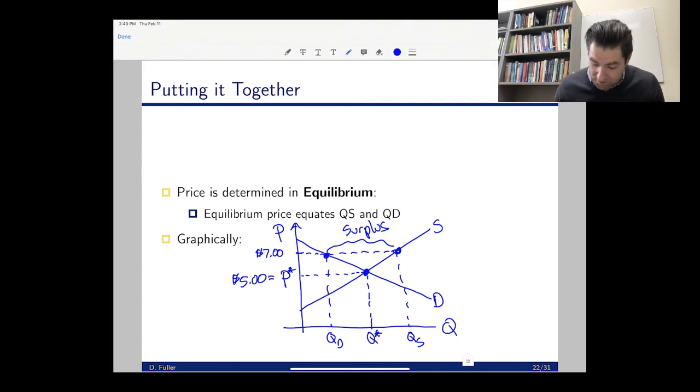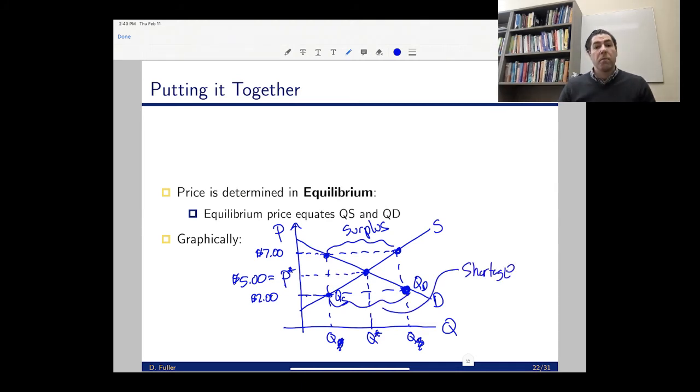Take those same things, and we can have a price that's too low. Say the price is $2. This is going to be quantity demanded, and this is going to be quantity supplied. So those are quantity demanded and supplied. And now we have a shortage. More people are willing to buy the good at that price than are willing to sell it.